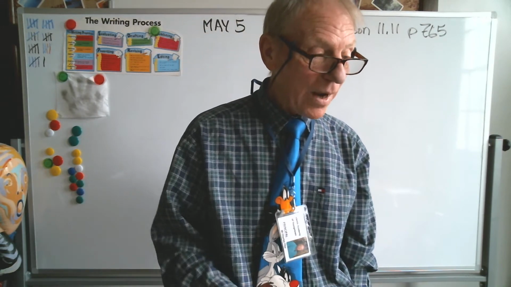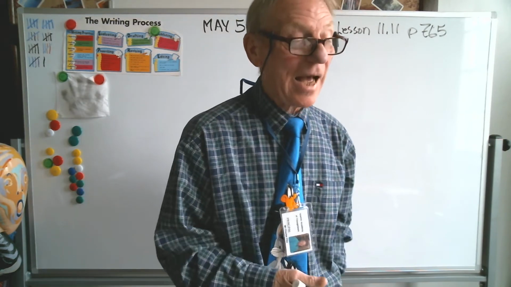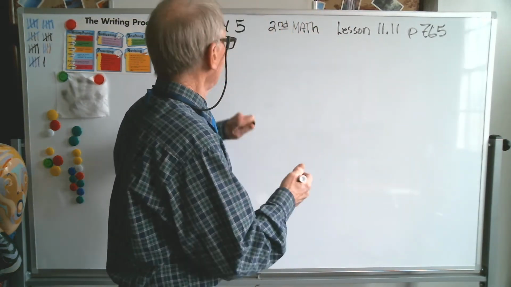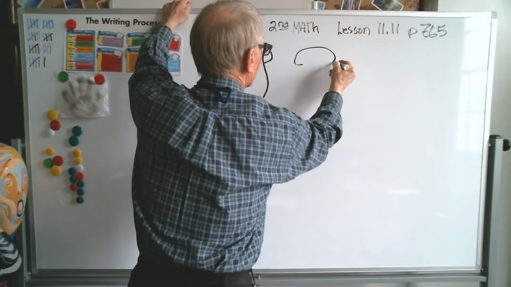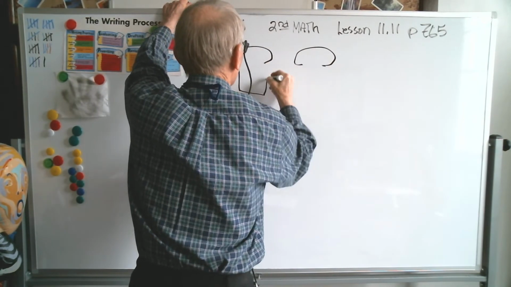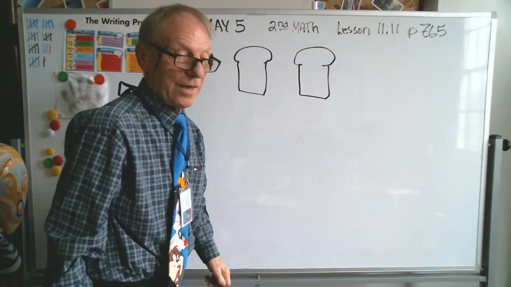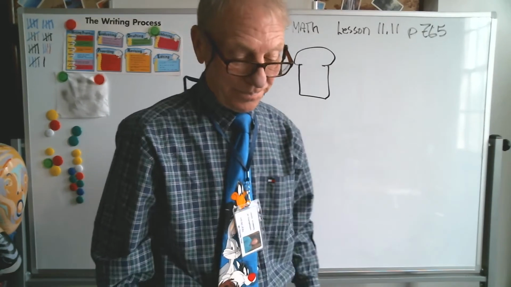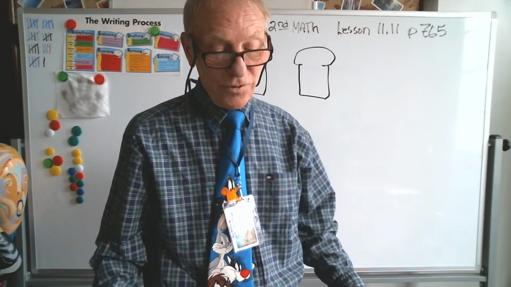The first problem here is that there are two sandwiches that are the same size. So we've got two sandwiches that are the same size. There's our sandwiches. Each sandwich is divided into fourths.